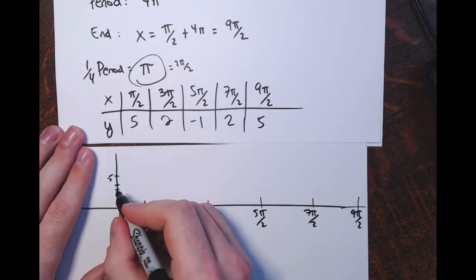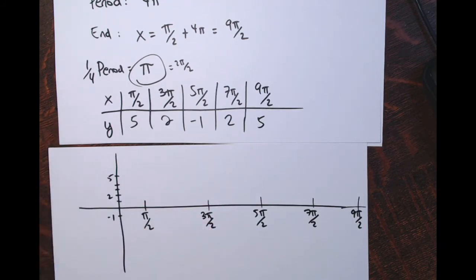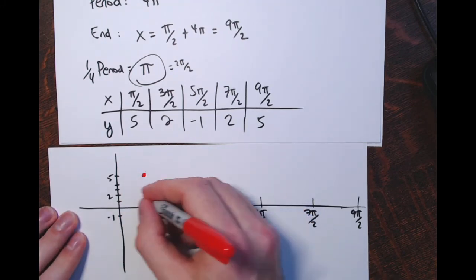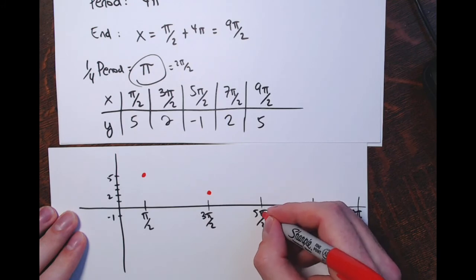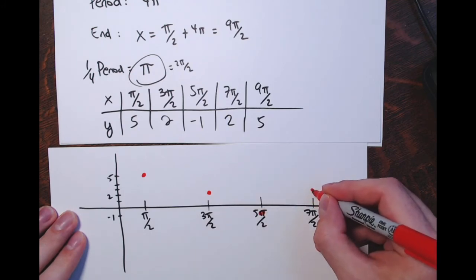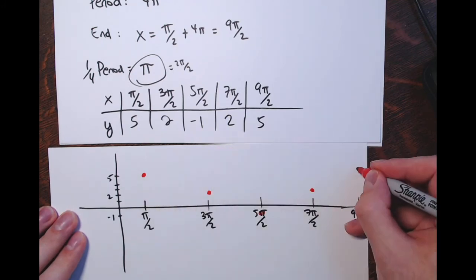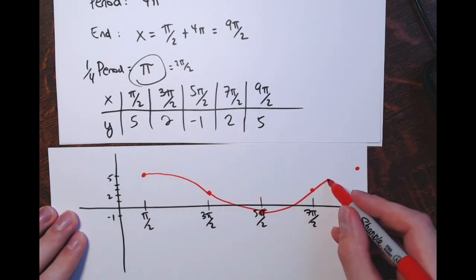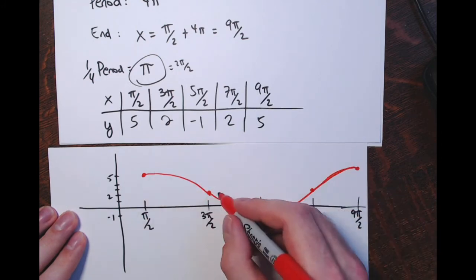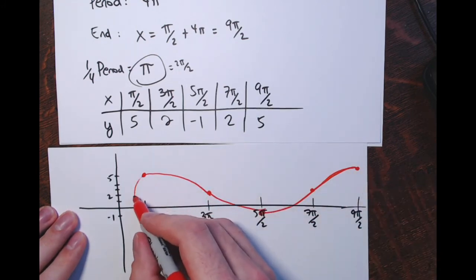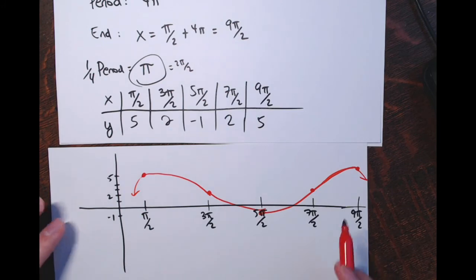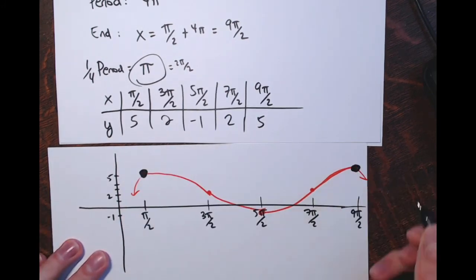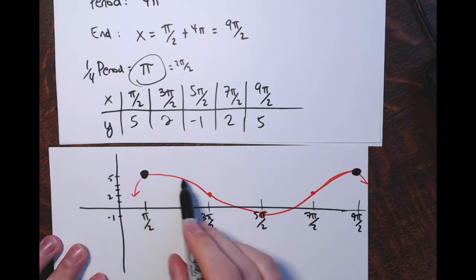And then the outputs. There's 5. There's 2. There's negative 1. So pi over 2, 5. 3 pi over 2, 2. 5 pi over 2, negative 1. 7 pi over 2, 2, and then 9 pi over 2, 5. And then you've got your wave falling, rising, cup down, cup up, cup down, and going that way forever. Repeating the same picture, right? This picture from this point to this point over and over again, this one cycle.